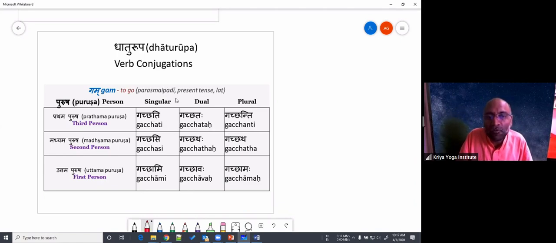So this is all identifying information if you want to identify a verb. So gacchati, in this case we know it's a present tense. It's third person, singular. Gam means to go. So gacchati would mean he goes or she goes. In that sense, gacchati would be used. So you can figure out the meaning once you understand which person, which number, and what the meaning of the root is. Gacchati means he goes or she goes.